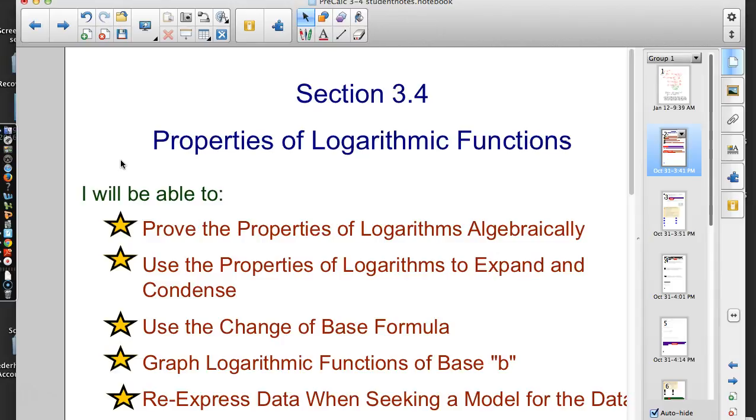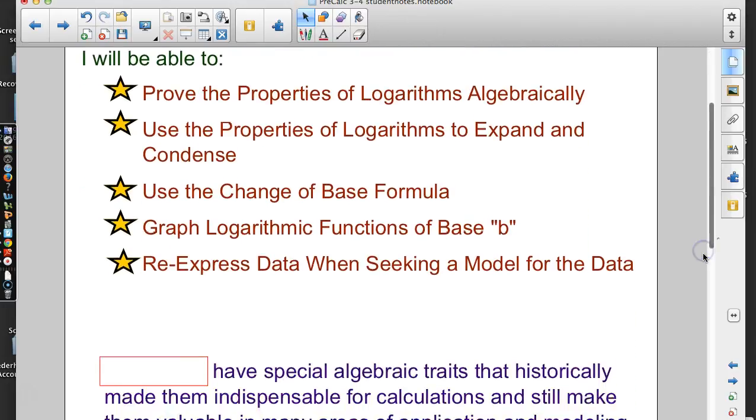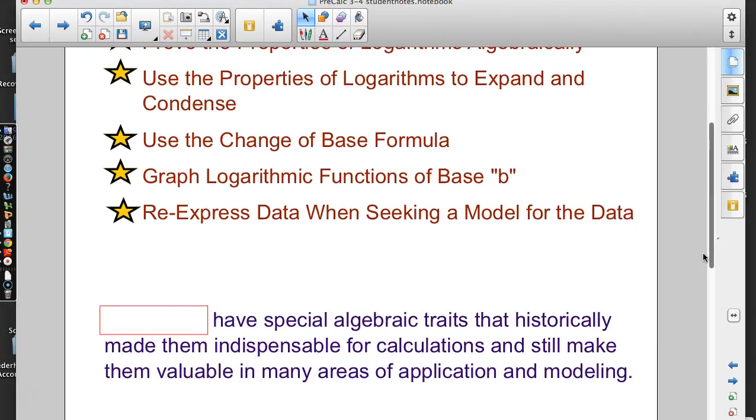We're not going to do a ton of those. We'll do one together, maybe do one in your homework. And it's an algebraic proof. It's not a proof from geometry. We're going to use the properties of logarithms a ton. We're going to talk about expanding and condensing those. We're going to use the change of base formula, which really we've already started to use. And then we're going to graph logarithmic functions of base b. Hopefully we'll get to that today.